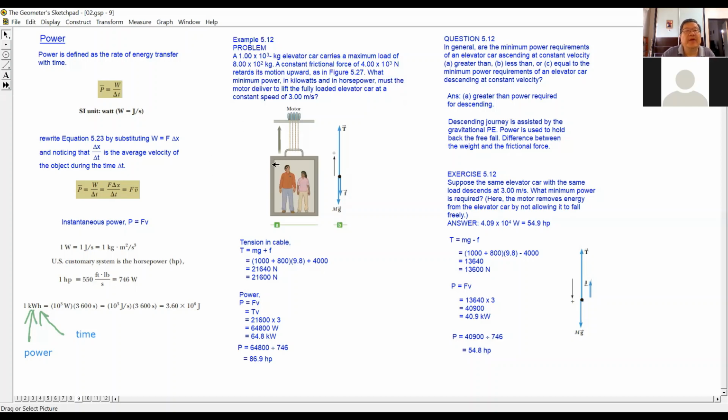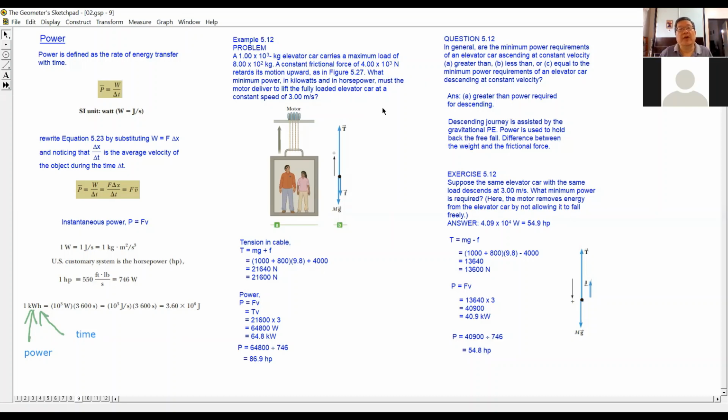Let me explain the problem. Now, this problem has an elevator. We call this a lift; there they call it an elevator car. Never mind. So this is an elevator car, and the mass of this elevator car is 1000 kilogram, 1 times 10 to the power 3. A maximum load of 8 times 10 to the power 2 is actually 800 kilogram. So the mass of the elevator is 1000 kilogram, and the mass of the load is 800 kilogram.